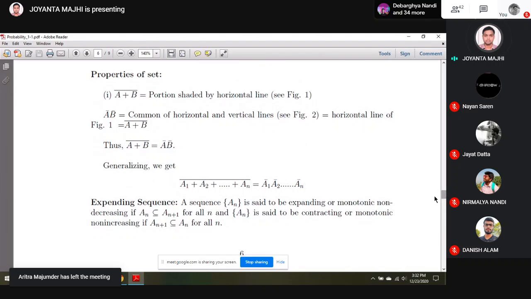From set theory, we know that (A union B) complement is equal to A complement intersection B complement. This is a result from set theory. Generalizing this result, we can say that (A1 union A2 union ... union An) complement is equal to A1 bar intersection A2 bar intersection ... intersection An bar. This is a result from set theory. Bar means complement.